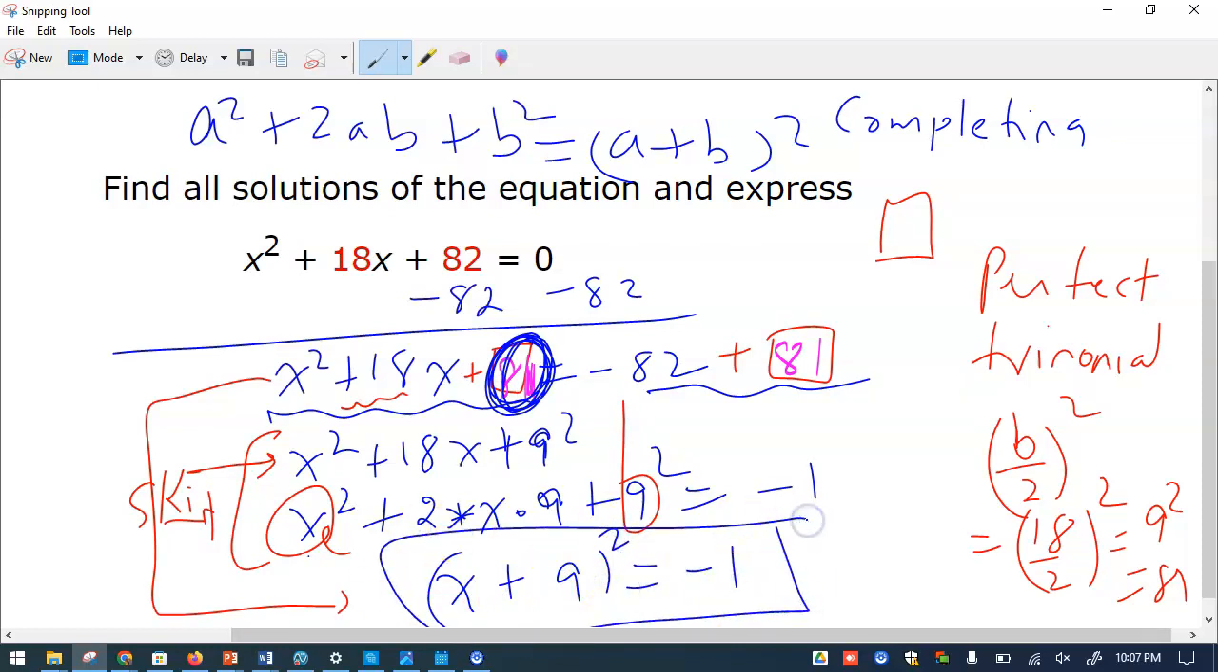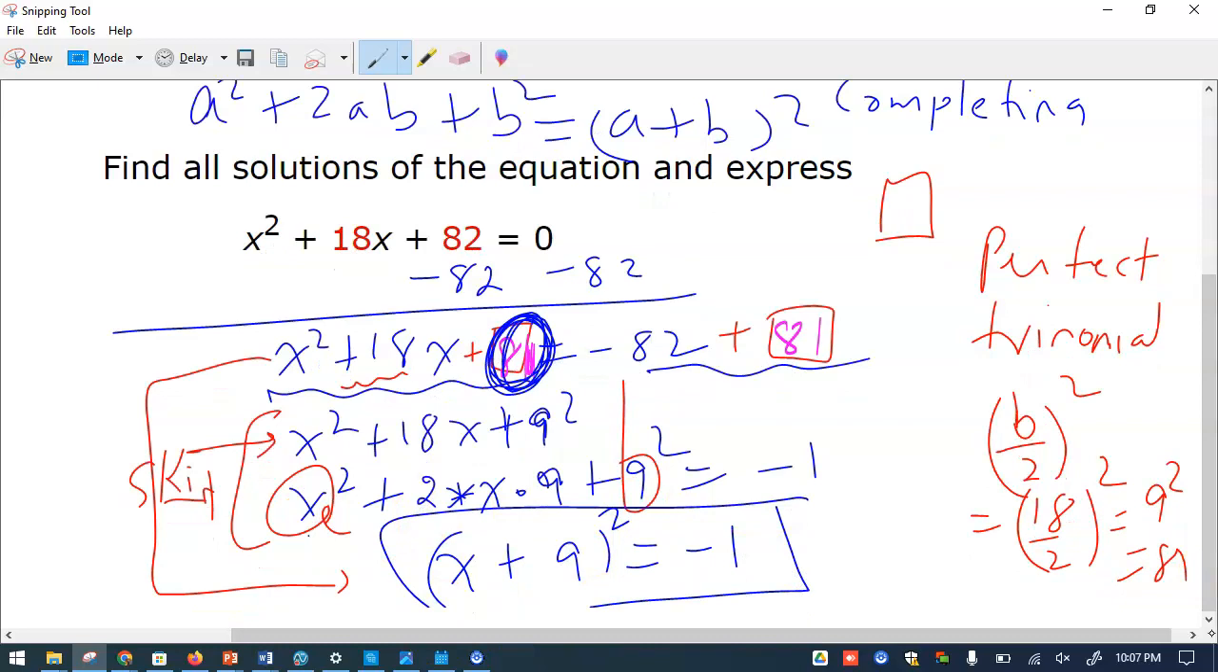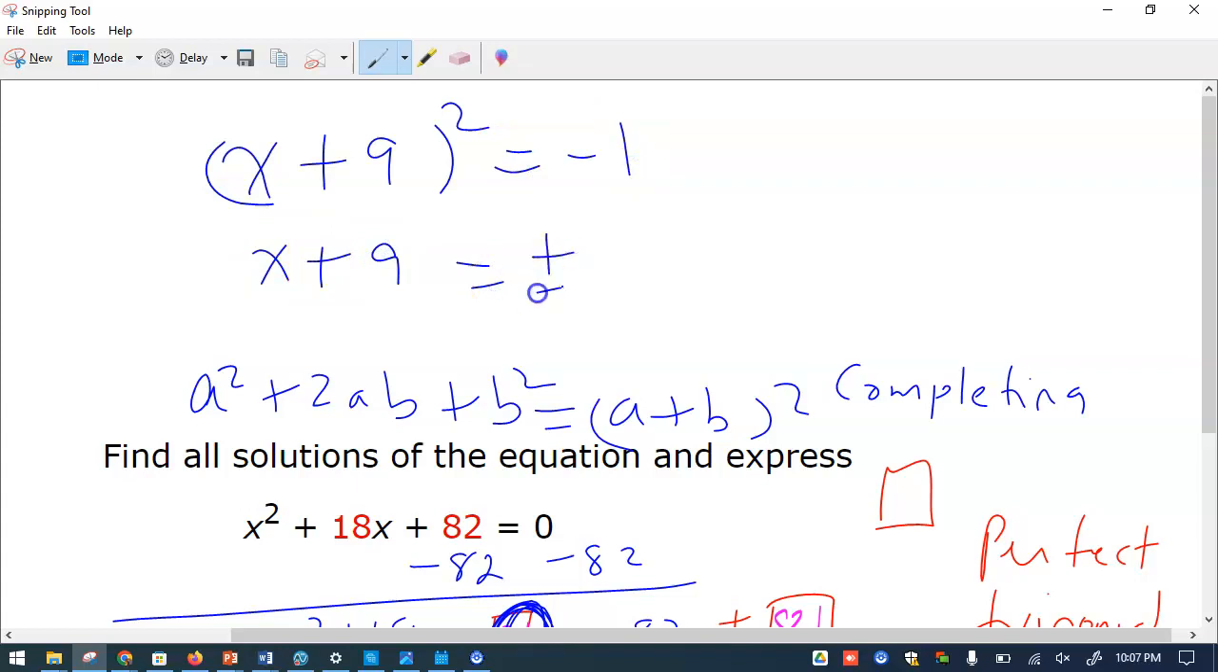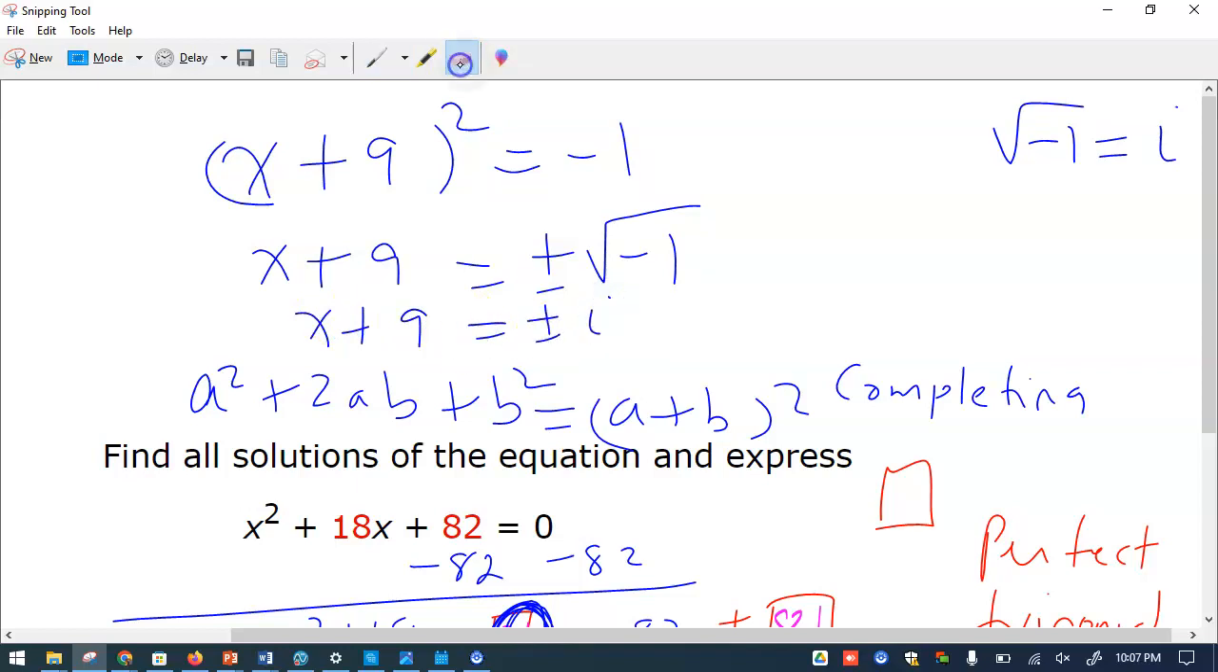Now I don't have room at the bottom to write, so I'll go up there and copy this up. So you get x plus 9 the whole squared is minus 1. And then the base, x plus 9, is plus or minus the square root of minus 1. But by the definition of the imaginary unit, we know that the square root of minus 1 is i. The imaginary unit starts with the letter i. So x plus 9 is plus or minus i.